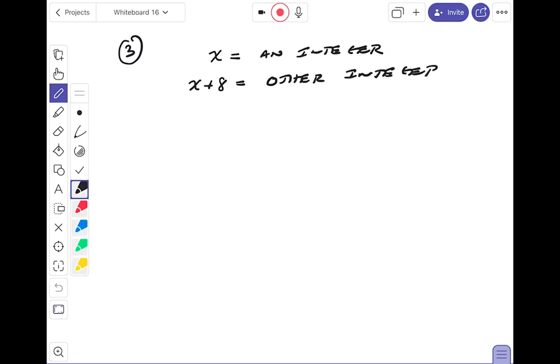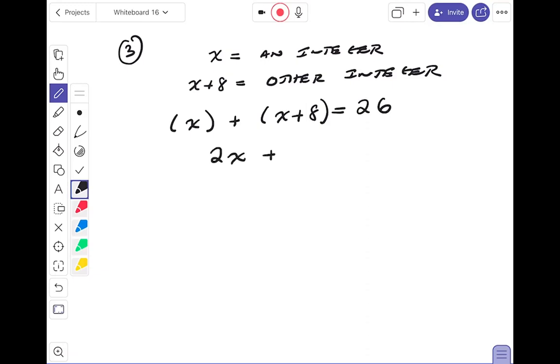Again, it's important to know what they're referencing. So one integer is 8 more than another integer. So I have 2 integers. One is x, the other one's x plus 8. It says the sum of the integers. Well, let me write this down. That means this integer plus the other integer, the sum of those integers is 26. All right, let's see if we can solve it.